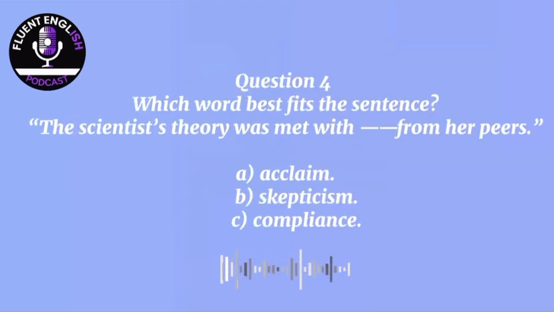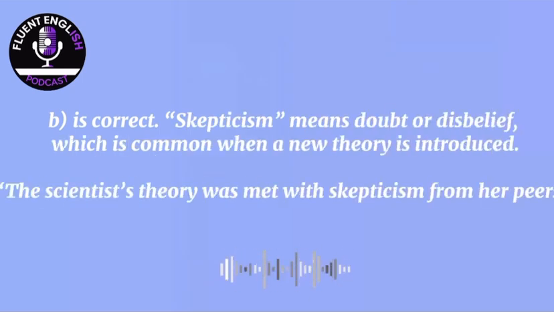Question 4. Which word best fits the sentence? The scientist's theory was met with, from her peers. A. Acclaim. B. Skepticism. C. Compliance. B is correct. Skepticism means doubt or disbelief, which is common when a new theory is introduced. The scientist's theory was met with skepticism from her peers.